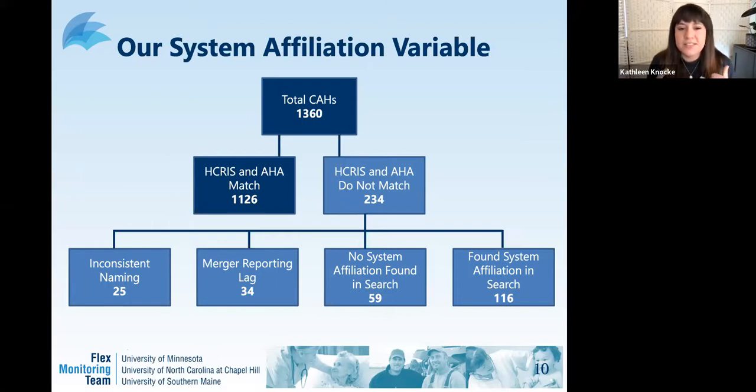For 25 of those hospitals, there's inconsistent naming. They didn't match because they were named something else or were part of some other group, but we did find that they were in a system; we just weren't sure what its name was. There's also a merger reporting lag: depending on when each data source collected its data, a hospital could have merged the year afterwards, or unmerged or gotten out of a system in that time period. So there was an internal disagreement about whether it was in a system, but it was an artificial disagreement. Then there were 59 that we found were in no system affiliation, and the rest of the 116 we found were system affiliated.